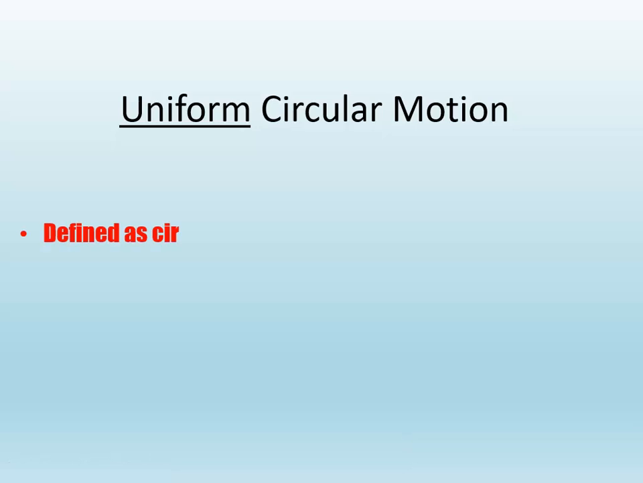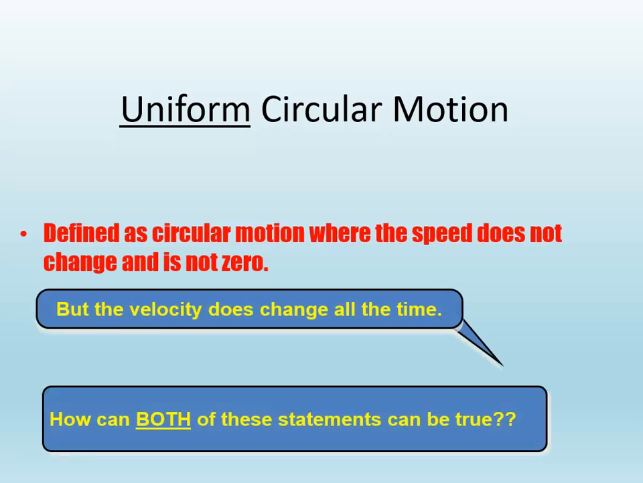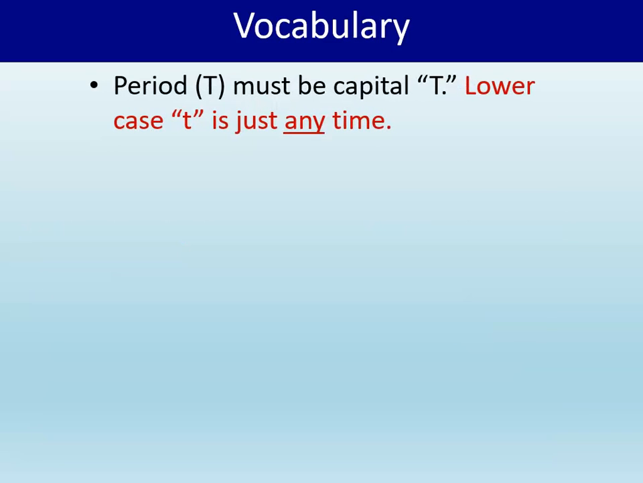So when we say uniform circular motion, this is circular motion where the speed does not change, but is also not zero. But this means that the velocity is changing all the time. So how can that be true? Well, even though the speed doesn't change, the direction does change, which means that the velocity vector, which you can imagine pointing from where the object is in the circle in the direction of the motion, is always changing. So we need to introduce some vocabulary, and then soon we're going to show how the velocity vector changing means that there is a particular type of acceleration involved.